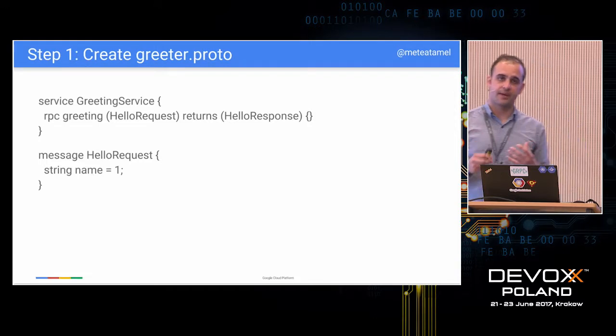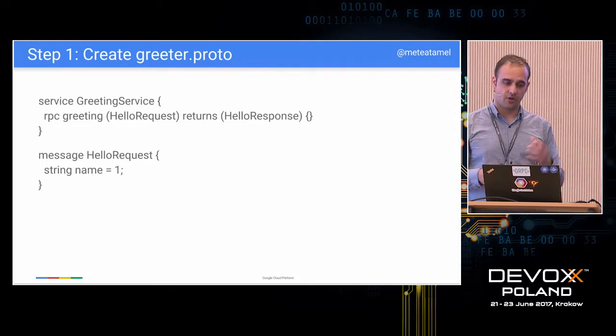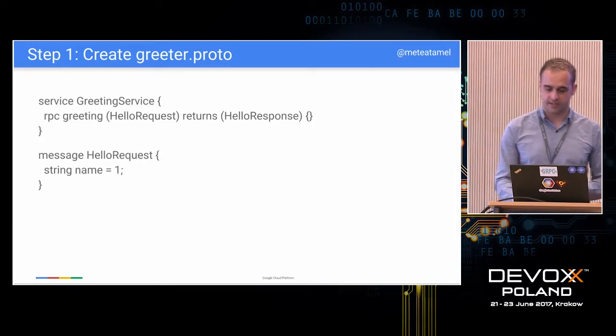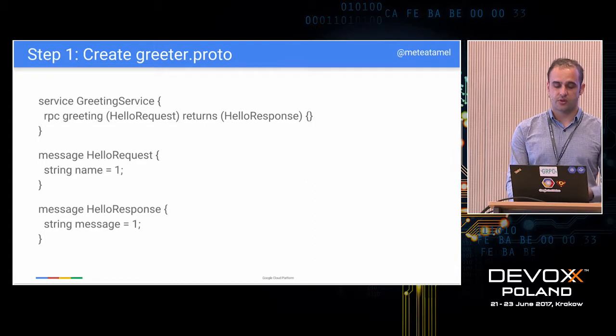But these messages can be as complicated as you want them to be. They don't have to be just one thing. They can be complex objects, and I'm actually going to show you an example of that. And the response is also just a string. So I'm basically wrapping my strings into messages.